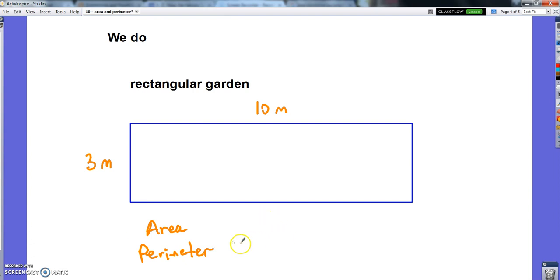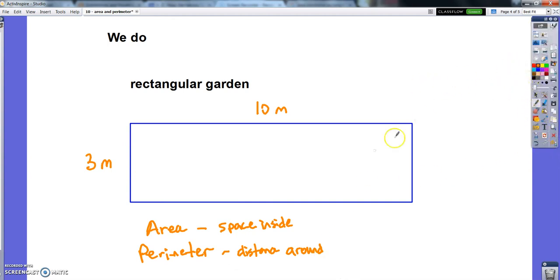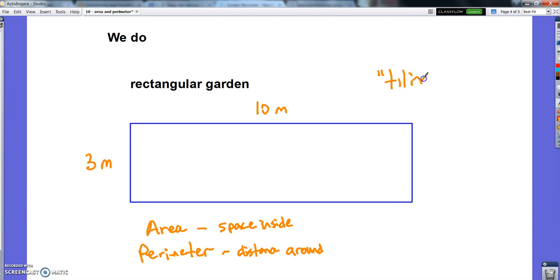Alright, so the area, that is the space inside, and perimeter is the distance around, just in case you forgot what those words mean. Area is this inside space, perimeter is the distance around it. So let's calculate those. So now I'm going to tile, so this is called tiling, the strategy I'm showing you here.